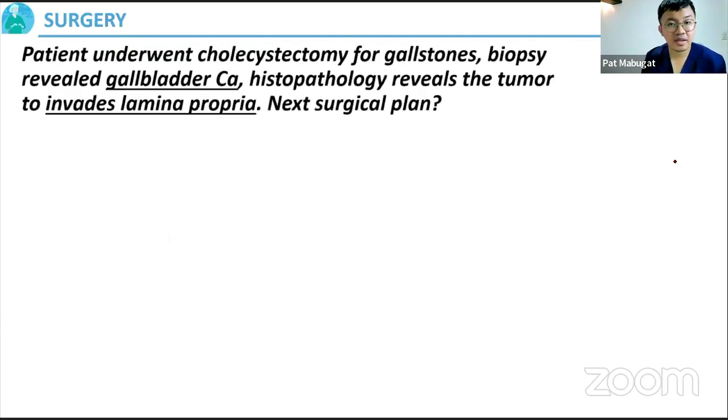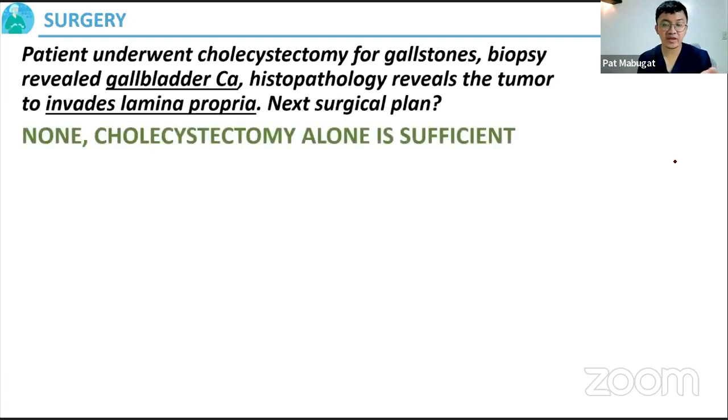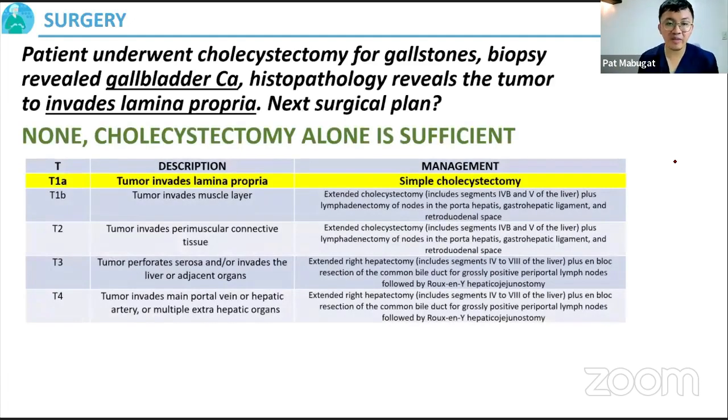Okay. Next, patient underwent cholecystectomy for gallstones. Biopsy revealed GBCA, gallbladder carcinoma. Histopath reveals a tumor to invade lamina propria. The next surgical plan, so what do? You do a cholecystectomy. It turns out malignancy, but it's only up until the lamina propria. What do? Do you do hepatectomy? Do you do oncologic resection? You do nothing. Because for tumors of the gallbladder that only extend up to the lamina propria, I don't need to do anything. Cholecystectomy is enough.